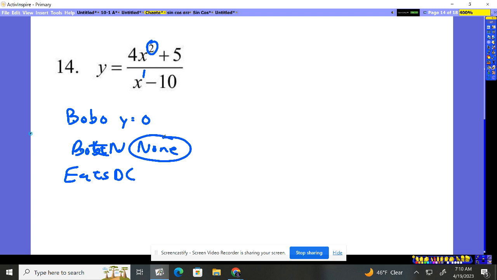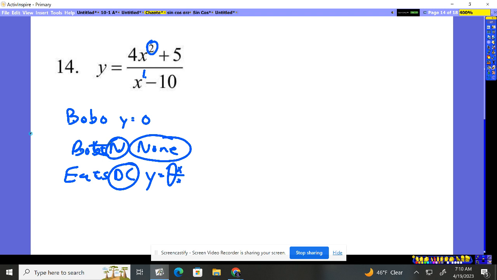EDC, that would be if the exponents were the same. If you had a 2 and a 2, then you would divide the coefficients. DC stands for divide coefficients. That means the numbers out in front of the x's, you would divide those. But in this case, it's bigger on top, so the N stands for none. So we say, hey, there are no horizontal asymptotes.